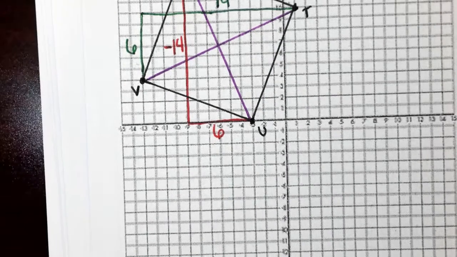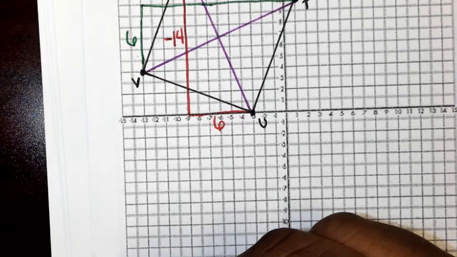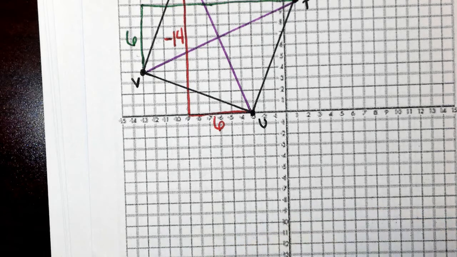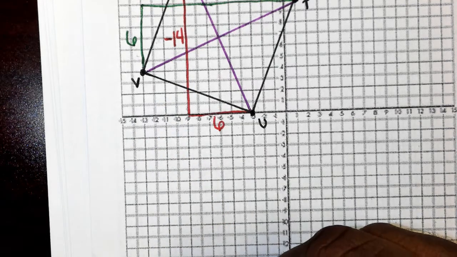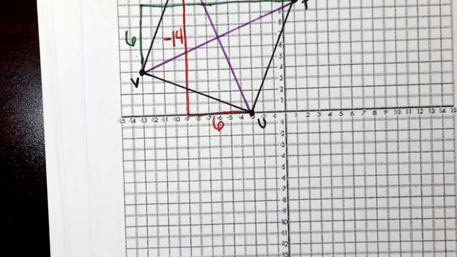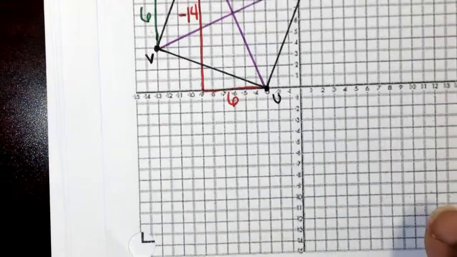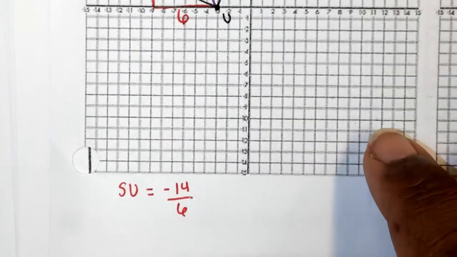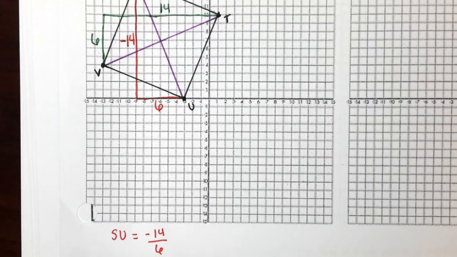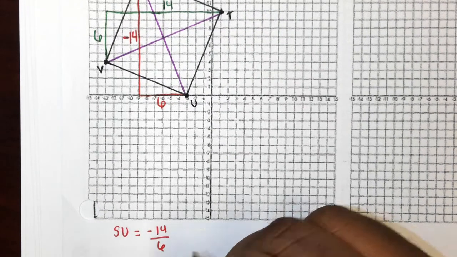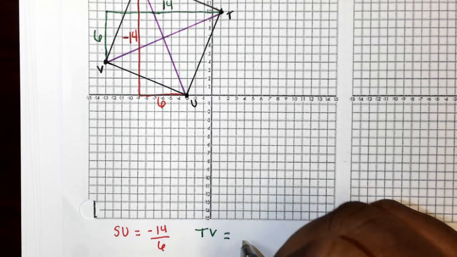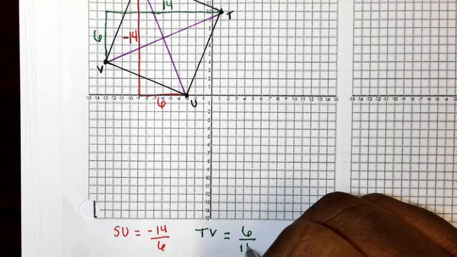To check slope, this should be easy. SU is my first one. Slope on that one was down 14, so negative 14 to the right 6. Oh, didn't know I wasn't showing you that. Sorry. Let me zoom out. And then on my other one, TV. What you say? Up 6, right. Yeah, up 6, right 14.